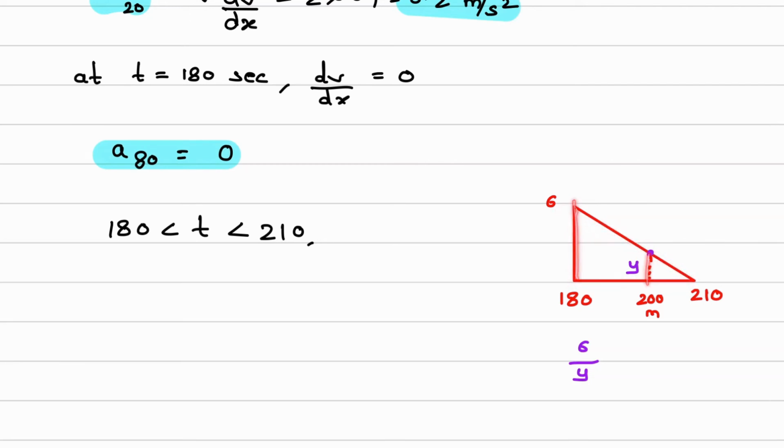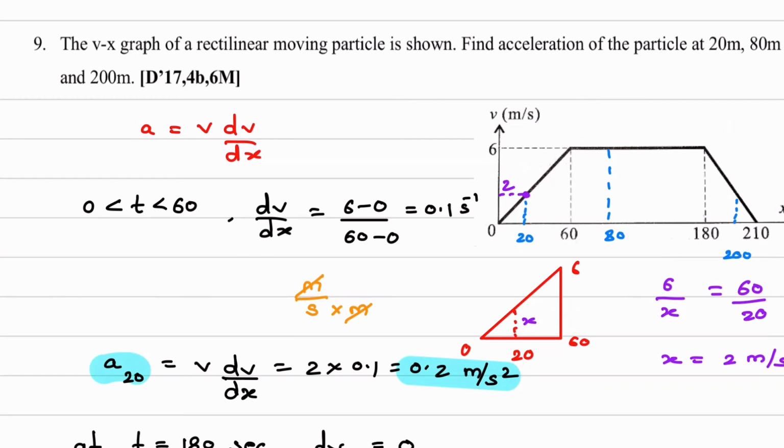So 6 upon y will be equal to this distance upon this one. Now what is this distance? It will be 210 minus 180. What is that? It will be 30. So 30 divided by, what is this distance? It is 210 minus 200. So it will be 10. From here we can calculate y, which is equal to 2 meter per second. So we can mark that y on this diagram here. This point, if you take this point on y axis, it will be 2 meter per second.